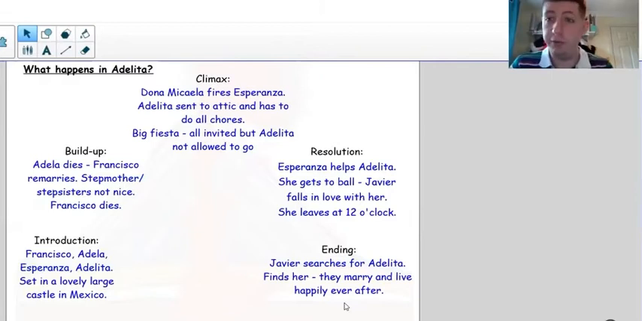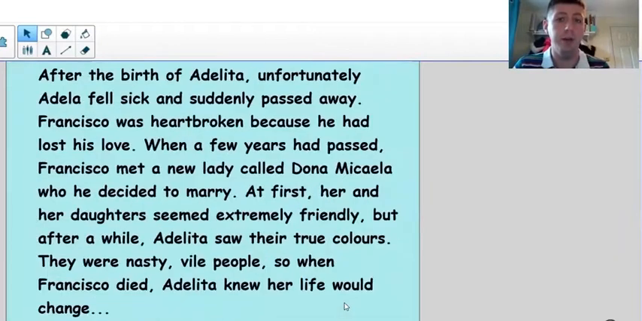Okay, hopefully you're ready to move on to the build-up, and I'm going to show you what my build-up looks like. So, after the birth of Adelita, unfortunately, Adela fell sick and suddenly passed away. Francisco was heartbroken because he had lost his love. When a few years had passed, Francisco met a new lady called Donna Michaela, who he decided to marry. At first, her and her daughter seemed extremely friendly, but after a while, Adelita saw their true colours. They were nasty, vile people. So when Francisco died, Adelita knew her life would change.